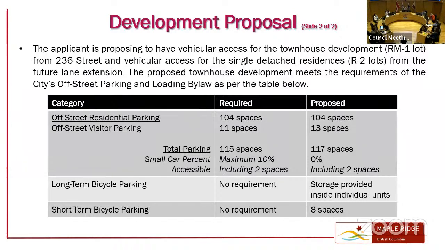In terms of off-street visitor parking, 11 spaces are required and 13 spaces are proposed. Of the 117 total off-street parking spaces, 2 are accessible parking spaces. In terms of long-term bicycle parking requirements, there's no requirement, but they're providing storage inside individual units. And in terms of short-term bicycle parking, 8 spaces are proposed.